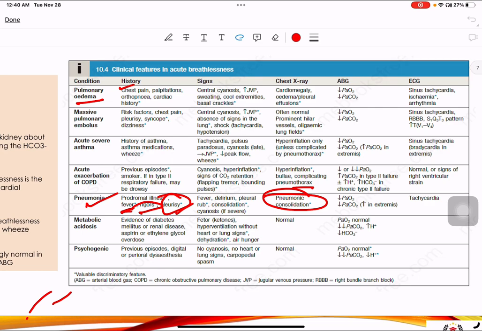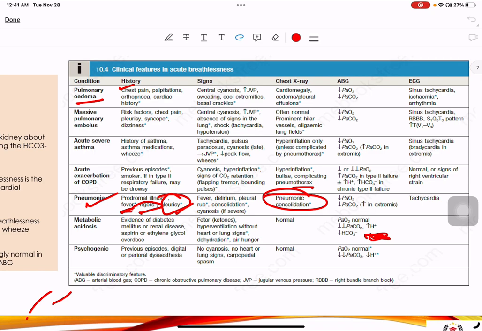Or there may be acidosis. Here on ABG, we will get metabolic acidosis. So there will be low bicarbonate on ABG. So ABG can be a diagnostic clue to metabolic acidosis, and the previous history of diabetes, renal disease, aspirin poisoning or ethylene glycol or alcohol overdose may give a clue to metabolic acidosis.